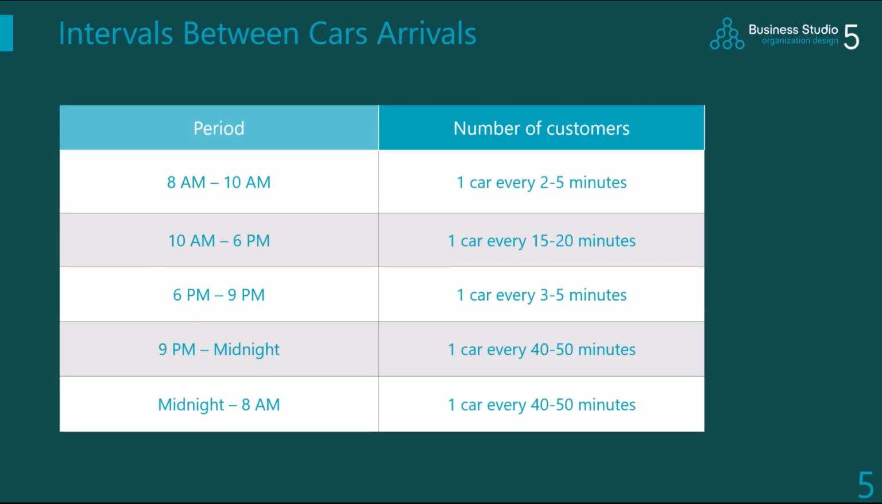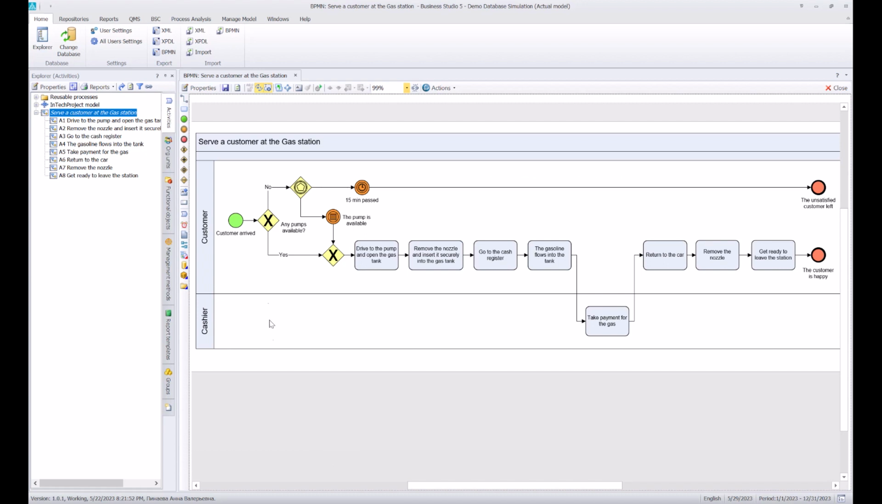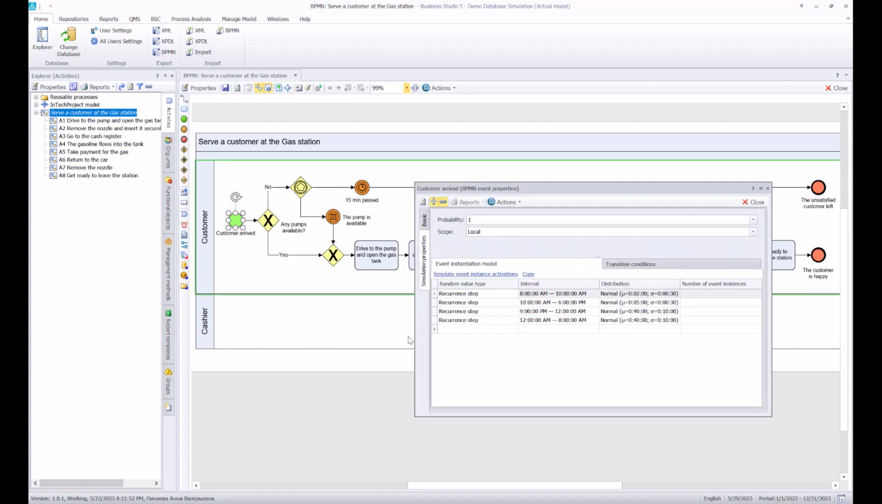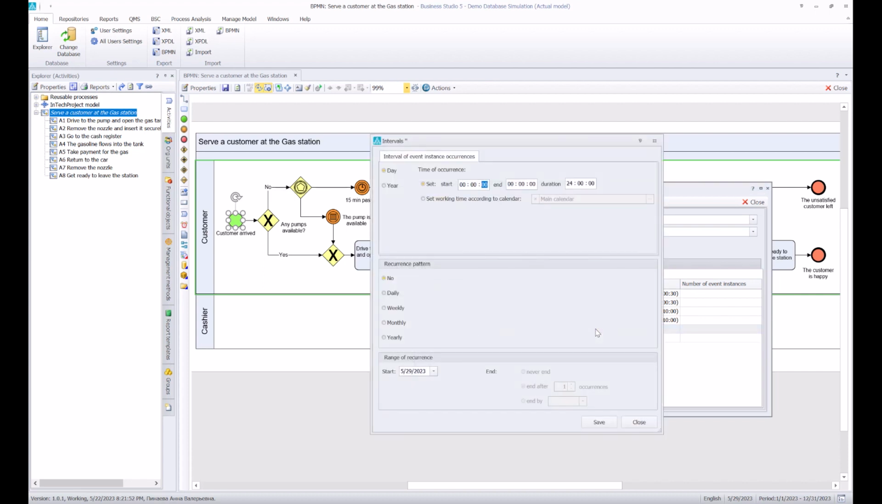To analyze the number of cars that arrive at the gas station, we need to define how often the start event of the process is activated. In the evening, there are moments when cars arrive very often, every 2 minutes.